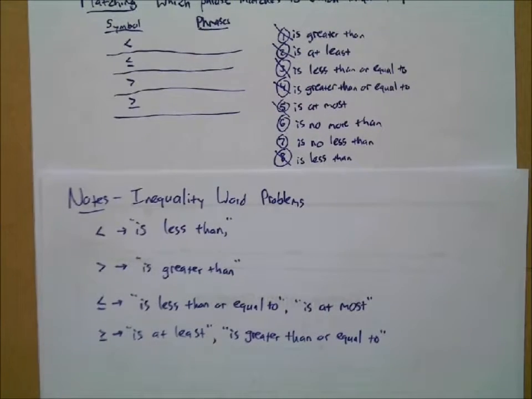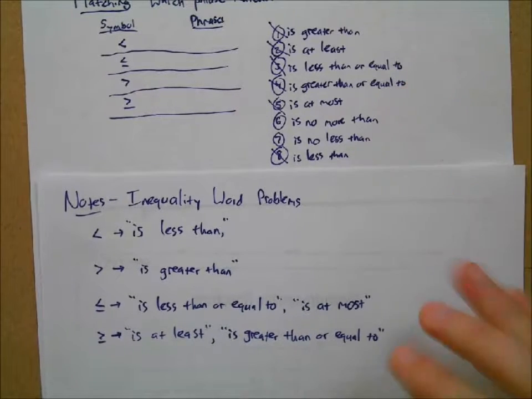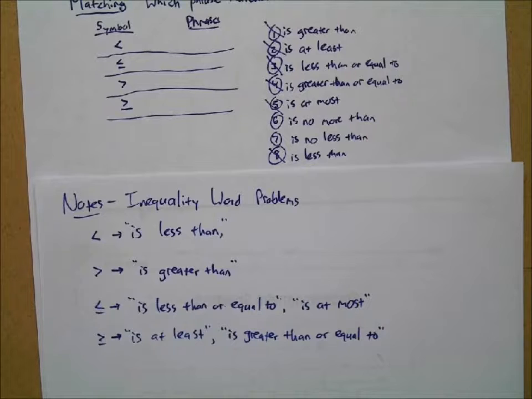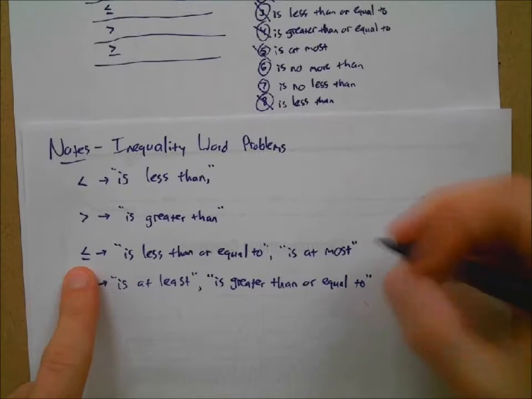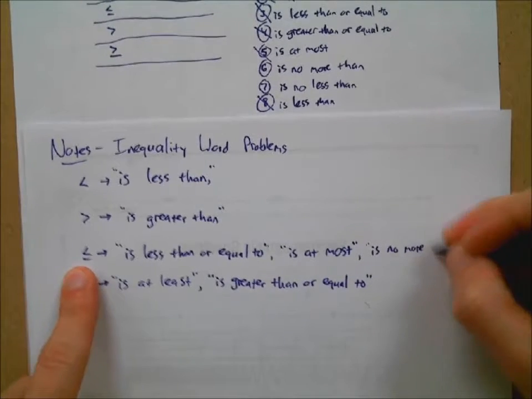Is no more than. And actually, I think, now I'm thinking about it, I think this less than and greater than only have one that I wrote up here. They each only have one. So these both are going to go for the equal to's as well, I think. So is no more than. If you can have no more than 10 people in a room, what inequality symbol is that? Less than or equal to. That's right. So less than or equal to is no more than. Okay, is no more than.